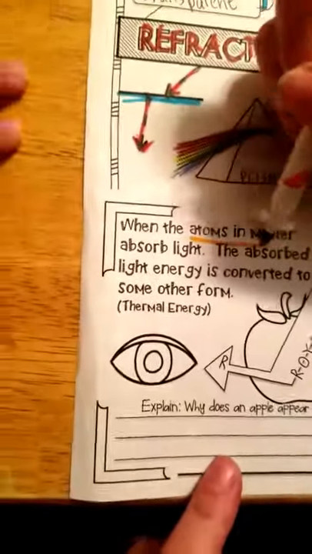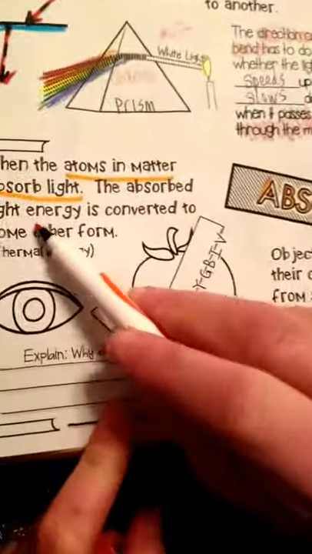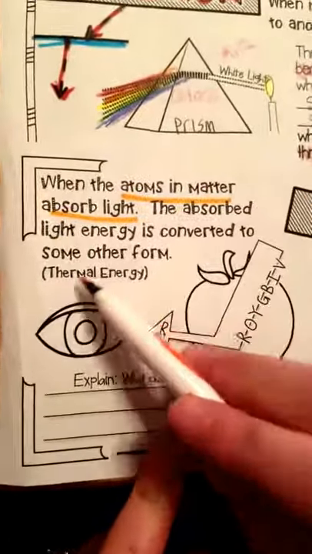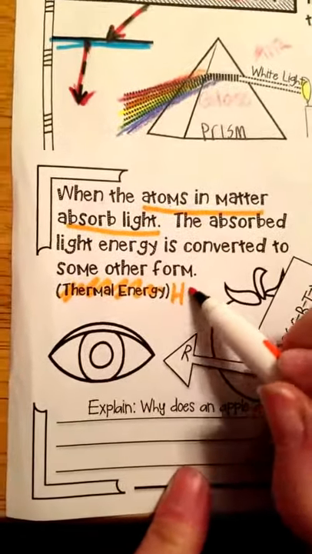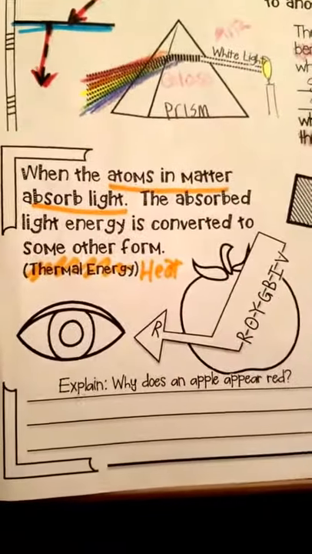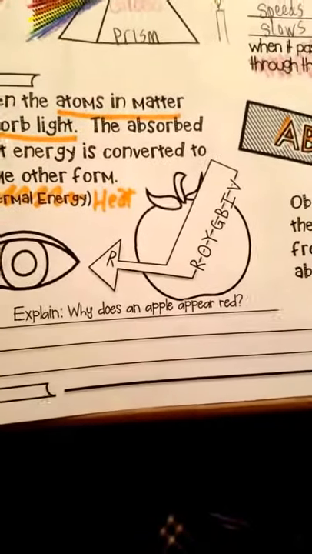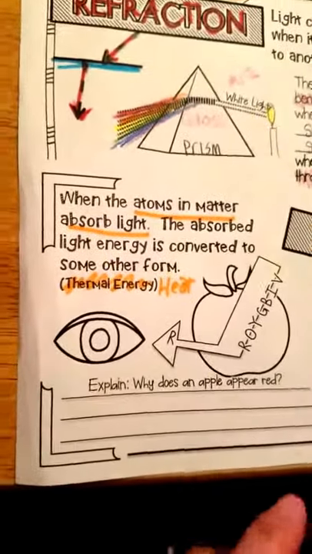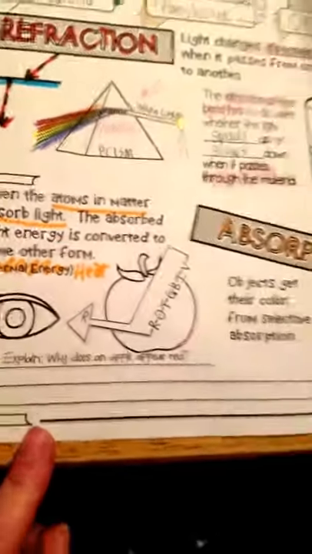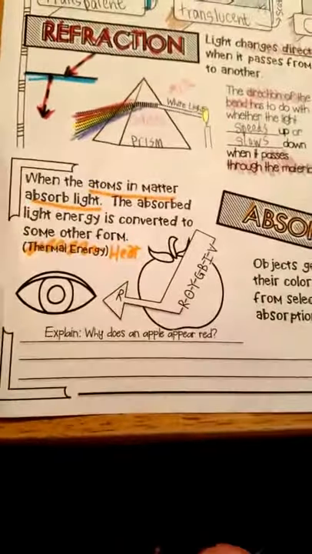So let's look at our definition. When the atoms in the matter absorb light, the absorbed light is converted to some other form, usually thermal energy, aka heat. It heats up. So if you're wearing a black shirt, if you have black hair, sometimes that black absorbs it and makes it hotter. Okay.